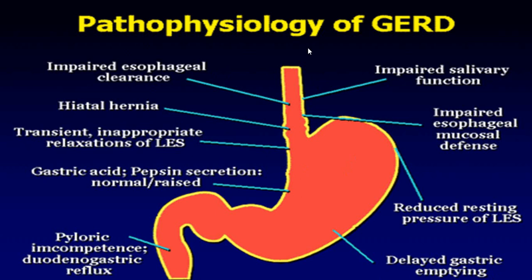Now what is happening? If there is impaired salivary function, impaired esophageal mucosal defense mechanism, reduced resting pressure in the lower esophageal sphincter, delayed gastric emptying, impaired esophageal clearance, hiatus hernia, transient inappropriate relaxation of the lower esophageal sphincter, increased gastric acid production, pyloric incompetence and duodenogastric reflux, etc. All these factors will have a very high chance of acid reflux.